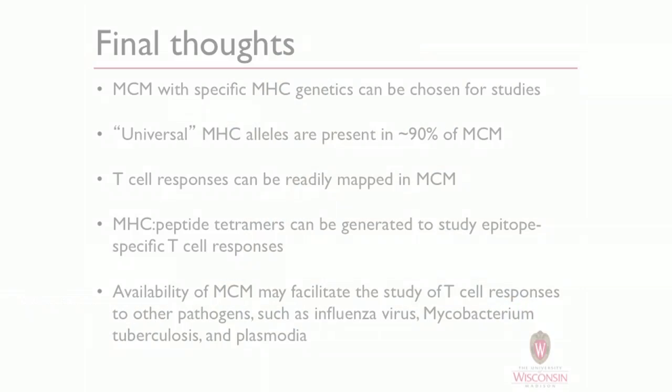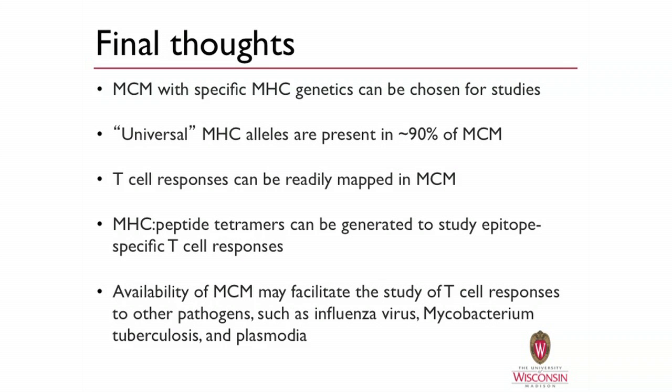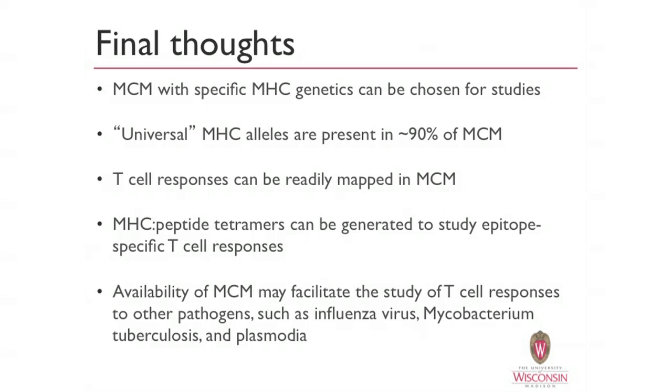So just a few final thoughts. Mauritian cynos with specific MHC genetics can be chosen for studies, and I hope that today I've at least convinced you that we can identify Mauritian cynos with specific genetics and choose them for our studies to ask very specific questions about T cell immunity. There are universal MHC alleles in our monkeys, such that about 90% of Mauritian cynomolgus macaques have some of these alleles, and we can study similar T cell responses in these animals.